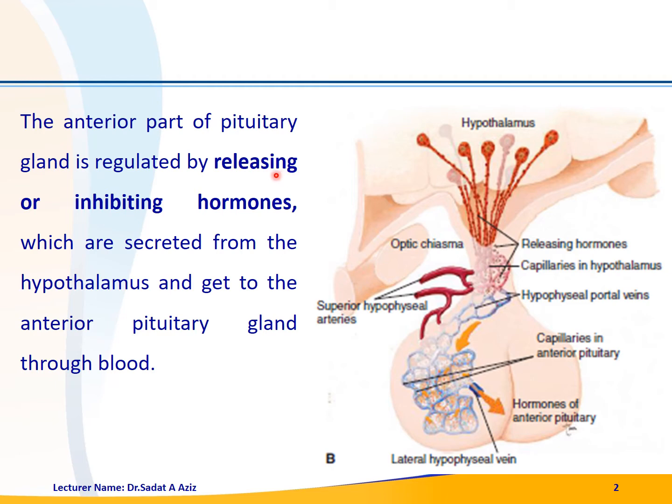So the releasing hormones are inducing the anterior part of the pituitary gland to release a specific type of hormone, while the inhibiting hormones are responsible for reducing or inhibiting the release of a specific hormone by the anterior part of the pituitary gland.